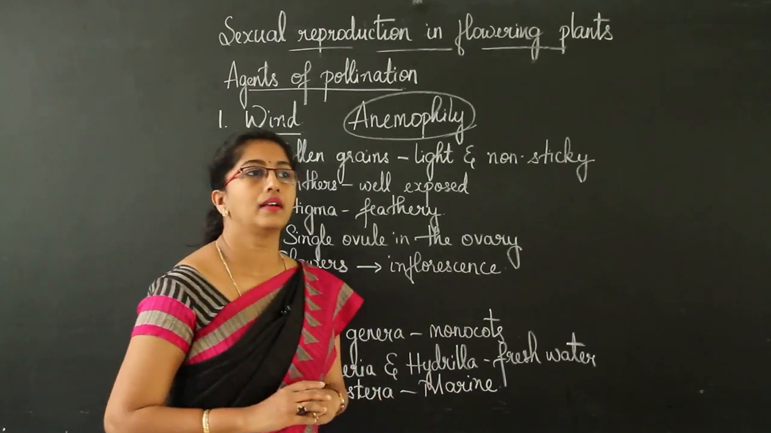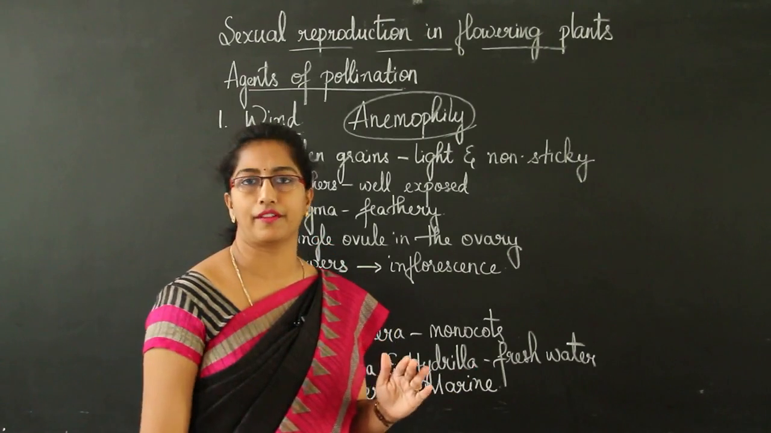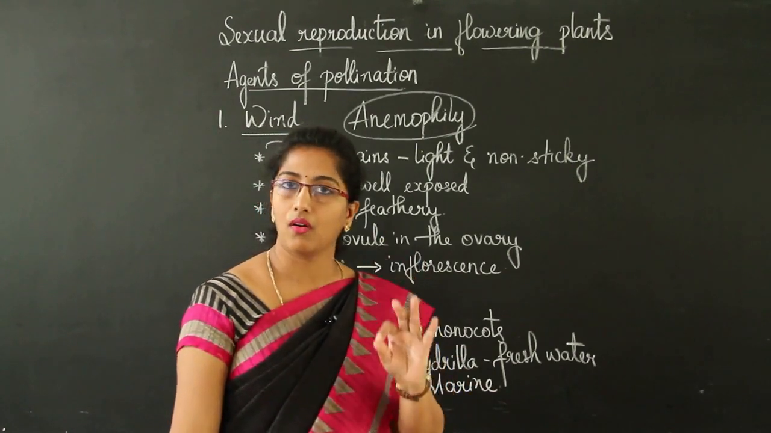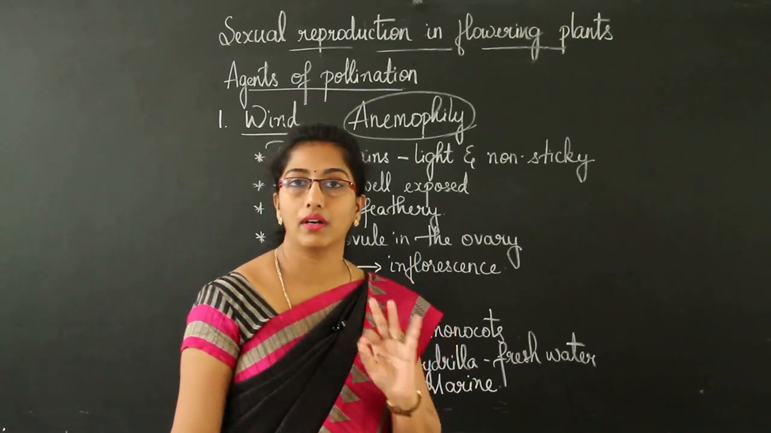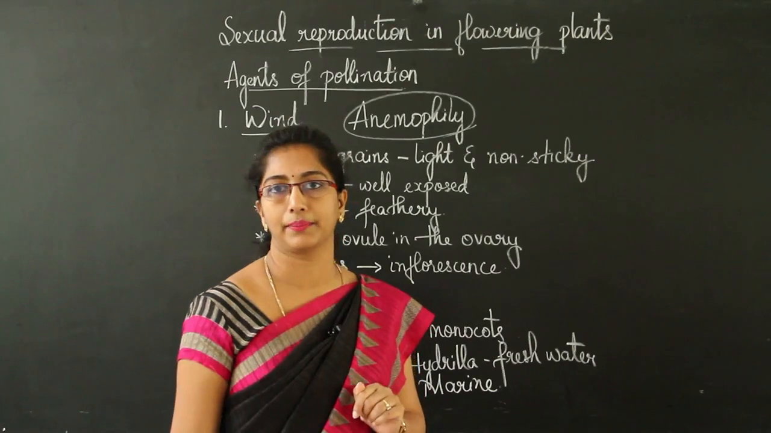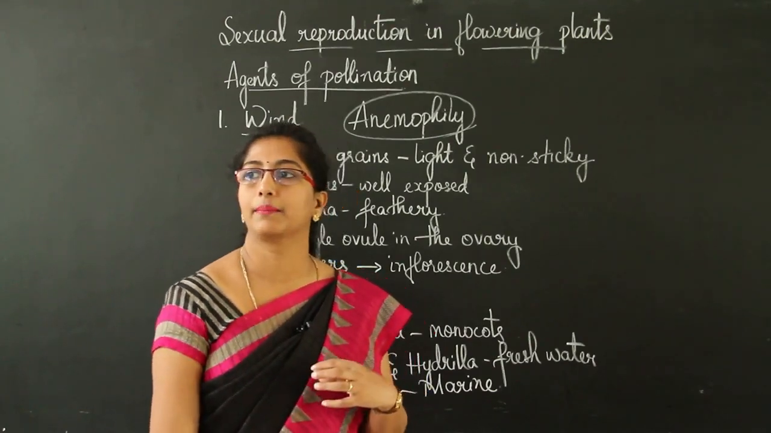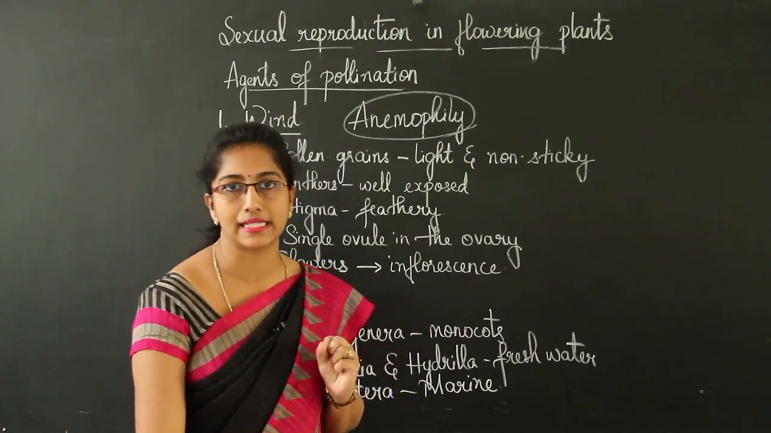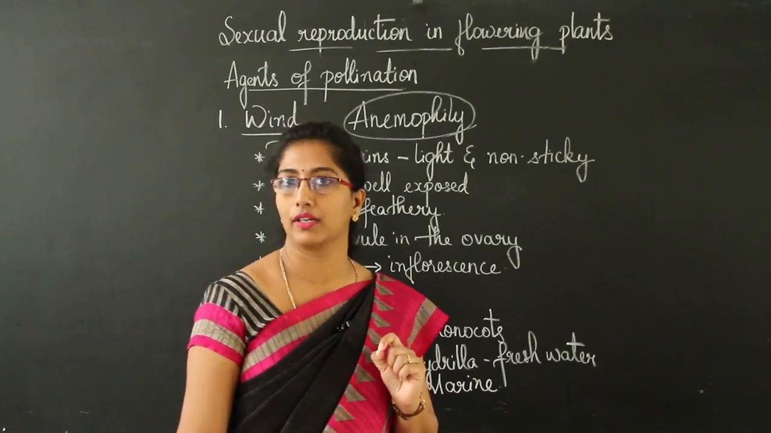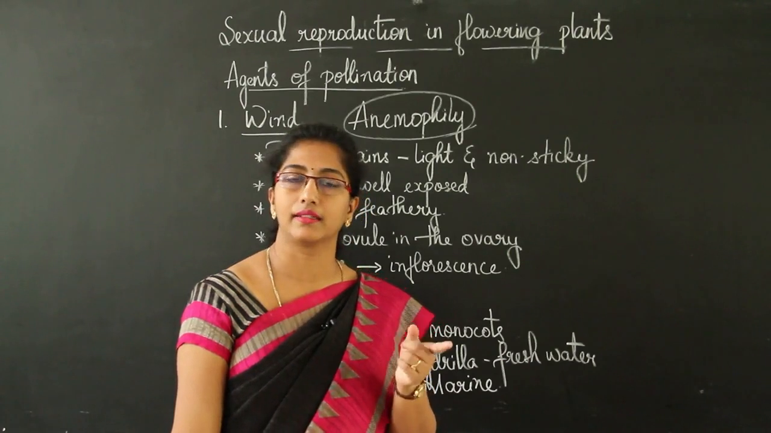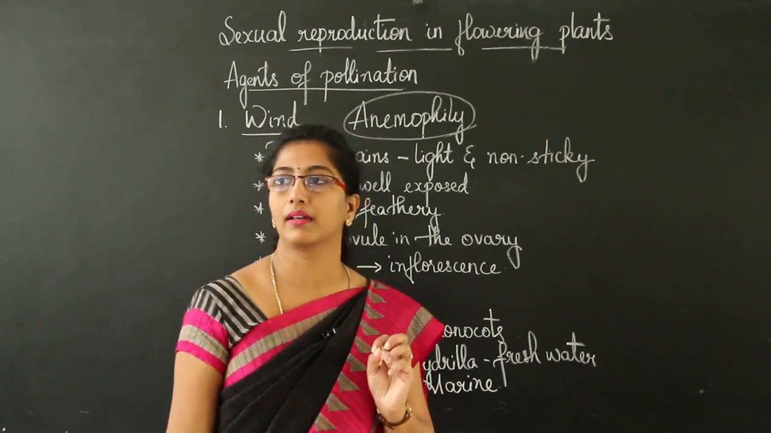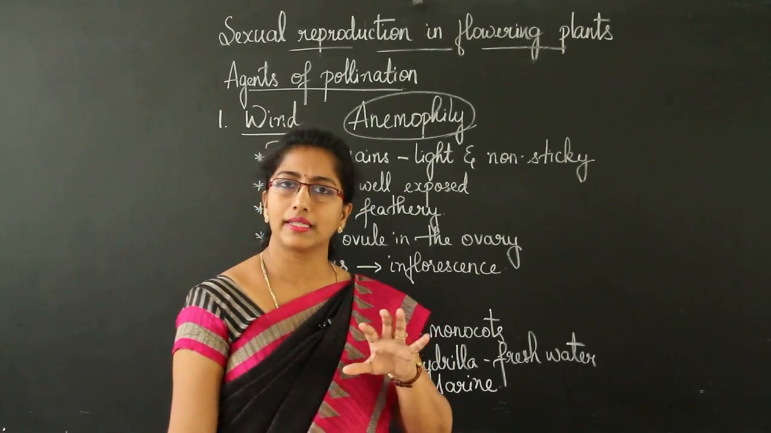And all the hydrophytes. Hydrophytes means the plants which are living in water. All the hydrophytes are not depending on water for pollination. That is one thing you should keep in mind. For example, water hyacinth. I told you in the first session about a plant called water hyacinth, whose scientific name is Eichhornia. This plant and water lily are hydrophytes.